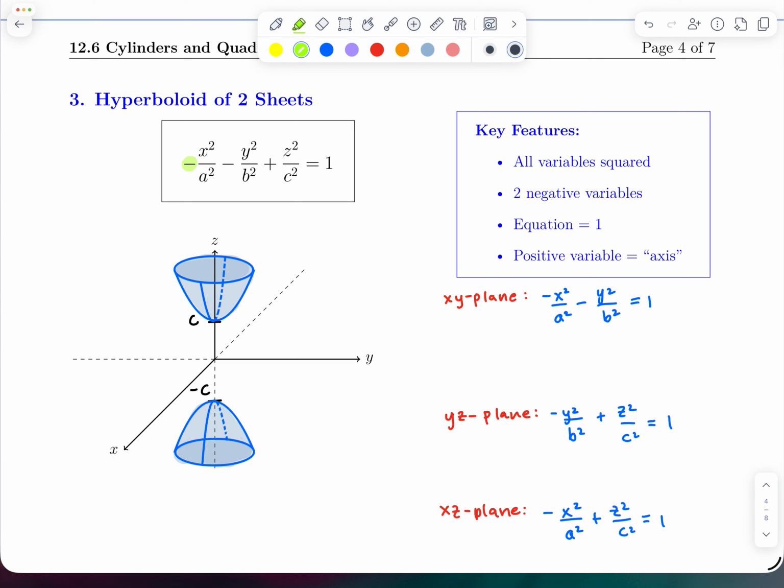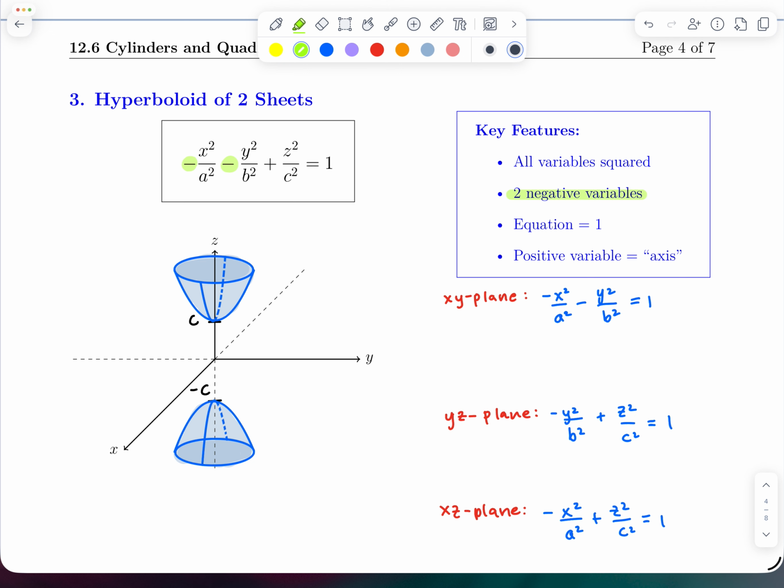So we have previously seen a hyperboloid of one sheet, and now we're going to look at what happens when you have a hyperboloid of two sheets. In a one sheet equation, there was only one negative term present. In a two sheet equation, we get two negative terms, and so that is the distinction.